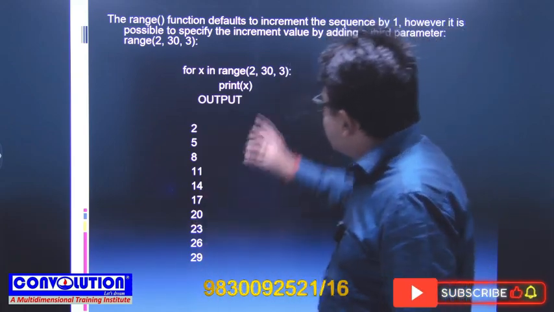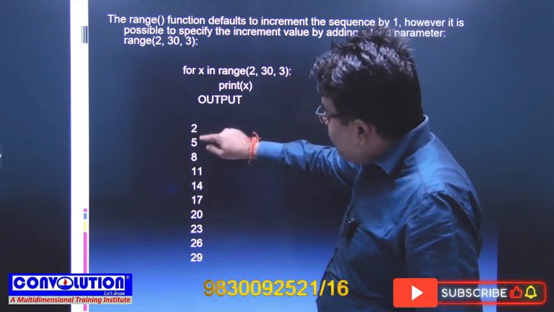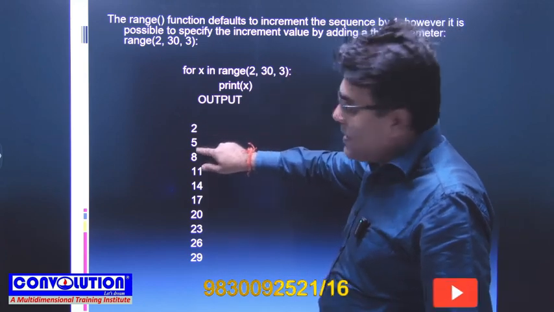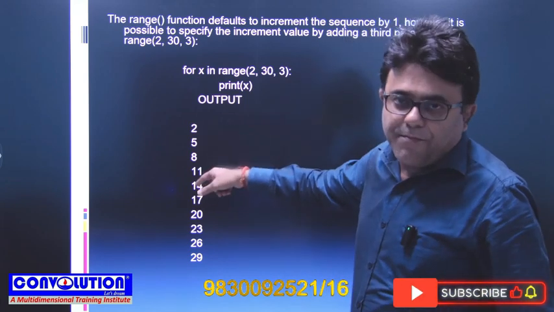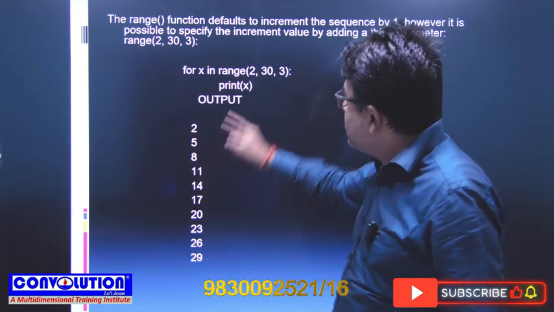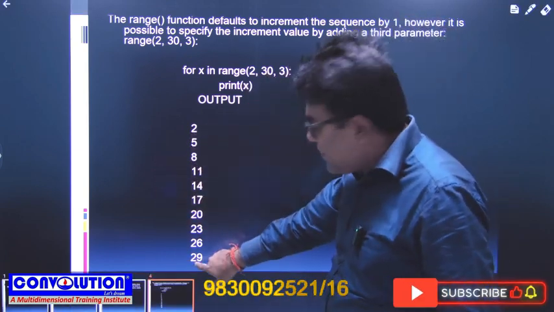If I look at the output, it starts from 2, then 3, 4, 5. So 5 is coming, then 6, 7, 8. If you notice, there's a gap of 3. So it is increasing by 3 and it is going to continue, as I am saying, to 30. It will continue to less than 30, so I am stopping at 29.